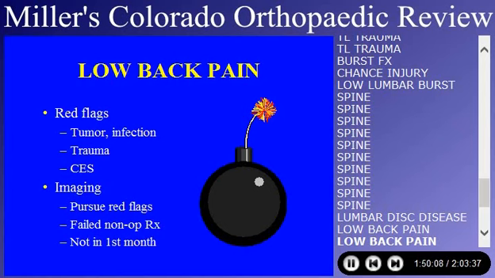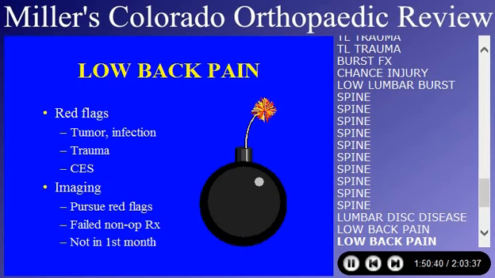The indication for imaging would be to pursue red flags. And although the standard is probably to get x-rays, x-rays in your office really virtually tell you nothing most of the time. And I almost never get them unless I suspect a deformity or somebody sent them in to evaluate a deformity. Really the best test is an MRI scan. But the only indication to get any imaging study in the first month of an acute backache would be if you suspect a red flag, such as tumor, infection, significant trauma, or a cauda equina syndrome.